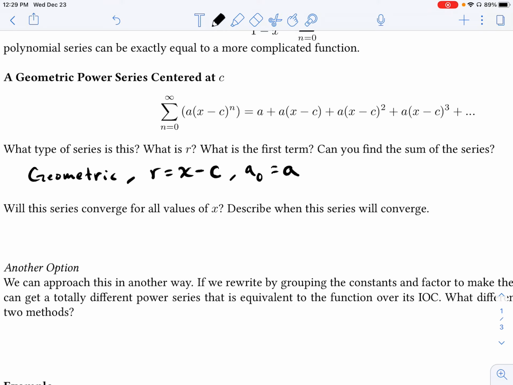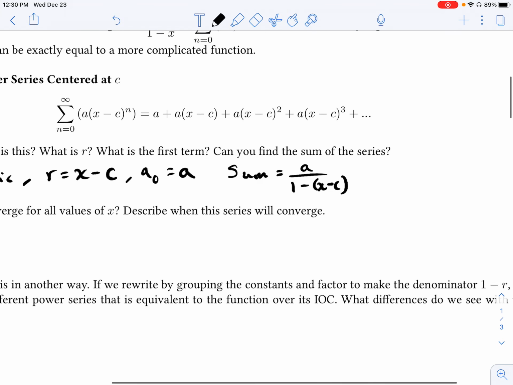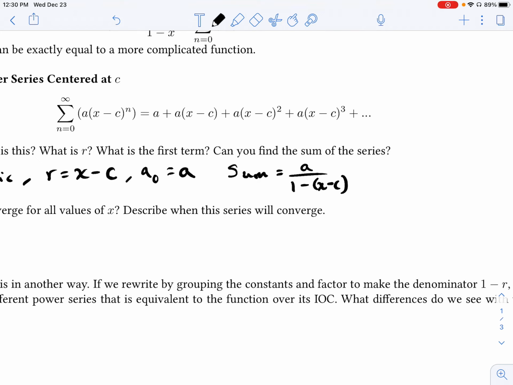And can we find the sum of this series? Well, we know that if this series converges, the sum is going to be our first term, a, over 1 minus r. And what's our r value here? It's x minus c, being careful with our parentheses. So that's our sum. Another way of expressing that is to distribute that negative and write this as a over 1 plus c minus x. All I've done there is distribute that negative.